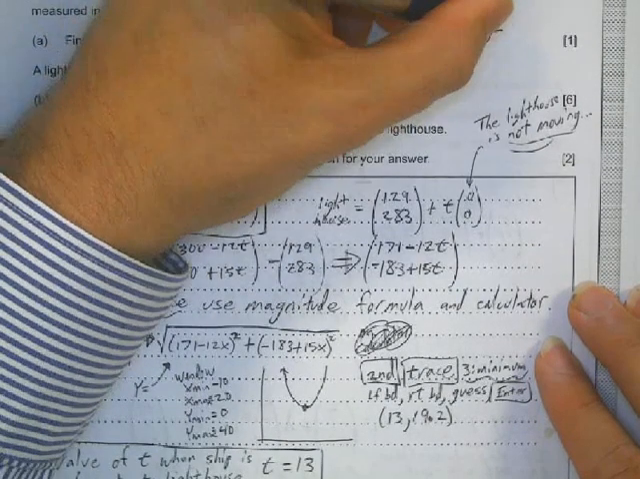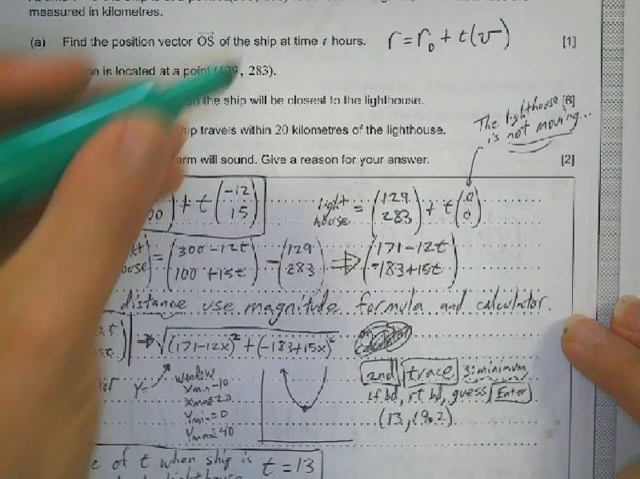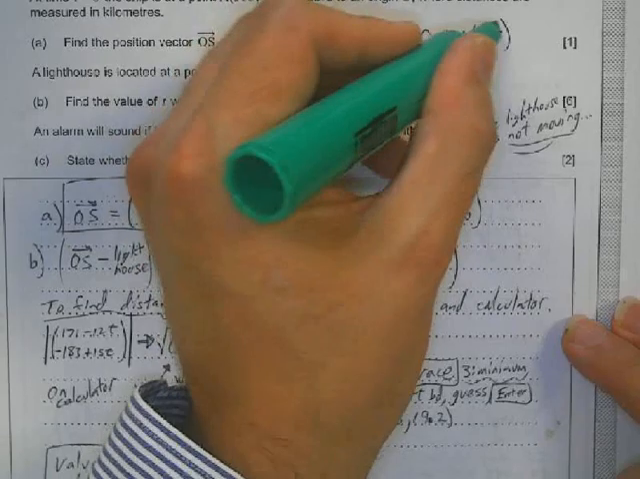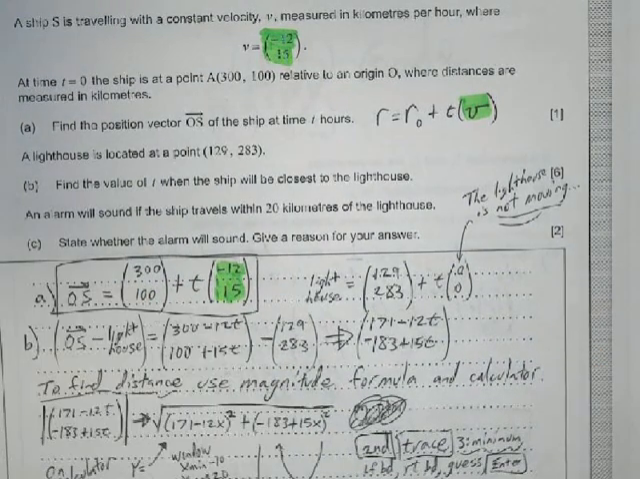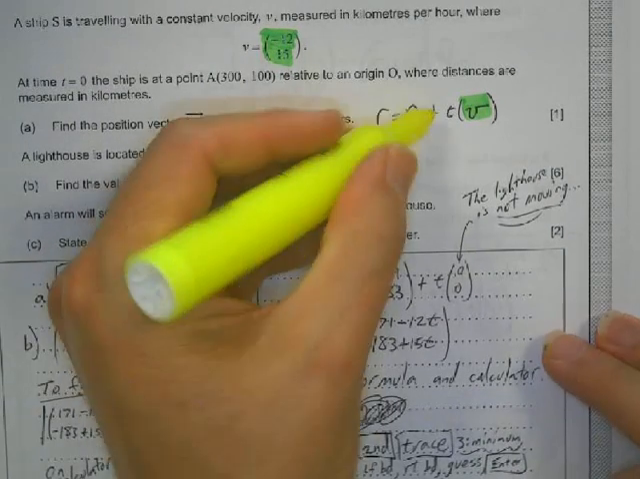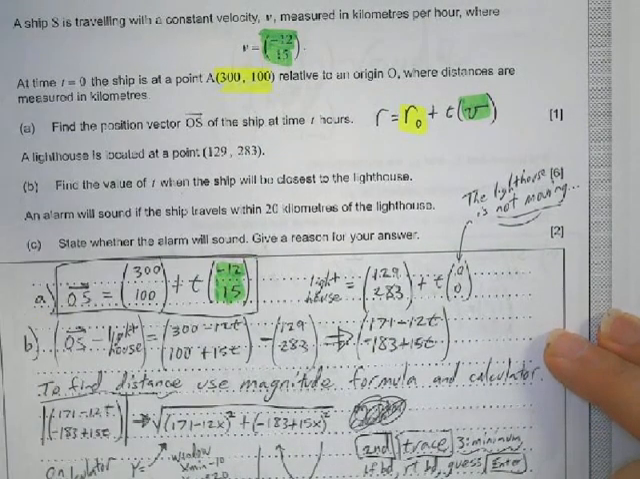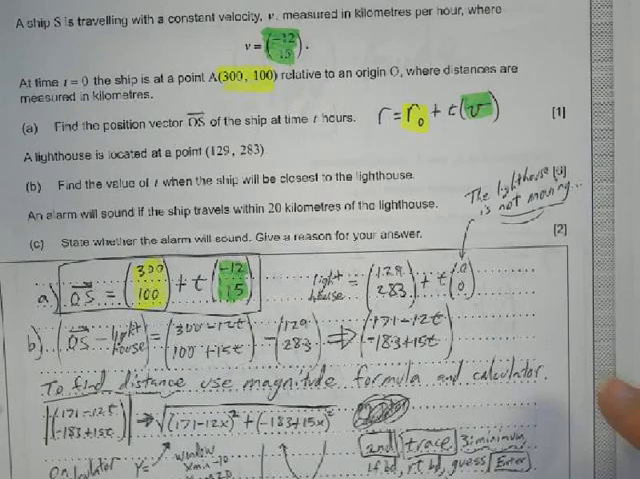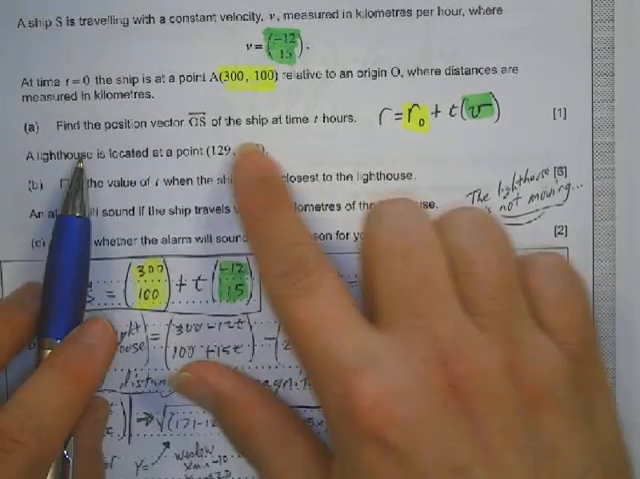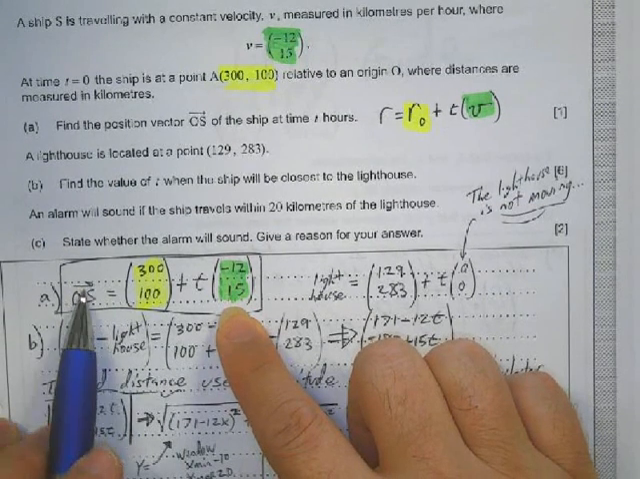So we know the velocity is -12. Oops, can't see what I'm doing. So here's my velocity. And my initial position, they've told me, is 300 over 100. So that's the answer, I've got my equation. This gives me the position of OS at time t.